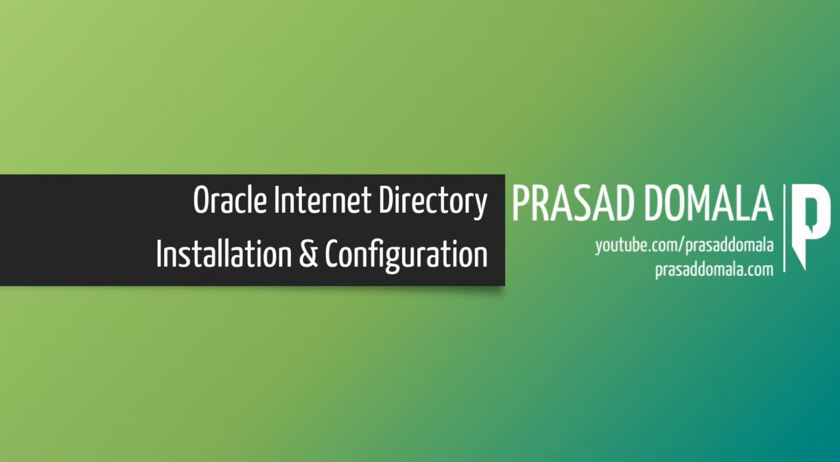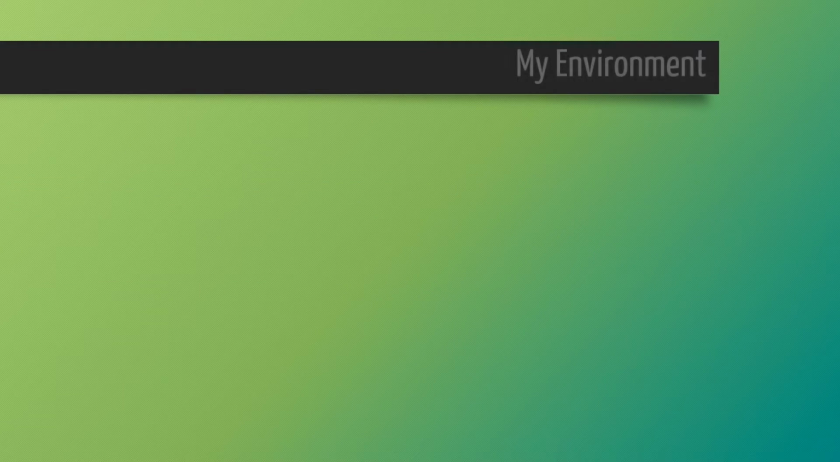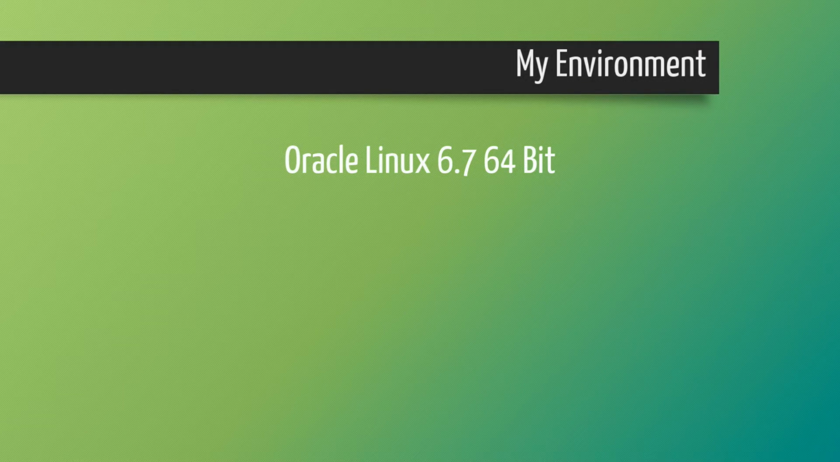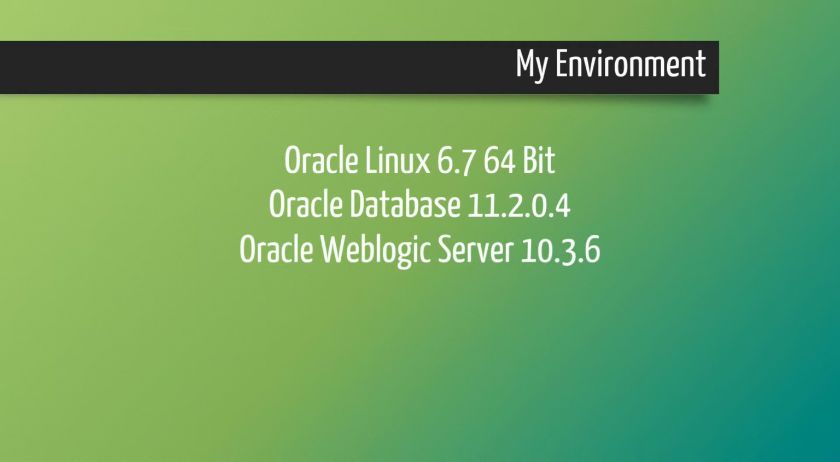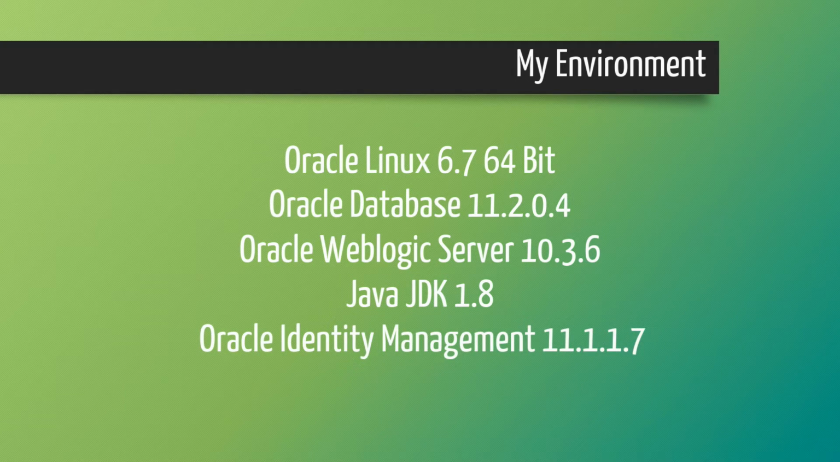So let's dive in. First things first, let me tell you the environment I'll be using today. I'll be using Oracle Linux 6.7, 64-bit. We need a database for our OID to store the data, so I'll be using Oracle Database 11204. We also need Oracle WebLogic Server, and 10.3.6 is the version I'm using. I'm using the WebLogic generic jar installable. I need JDK as well, and I'm using the 1.8 version of JDK. Finally, I'll install and configure Oracle 11.1.1.7.